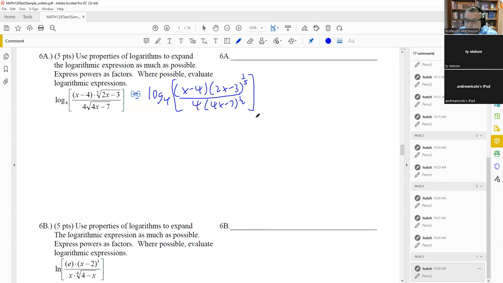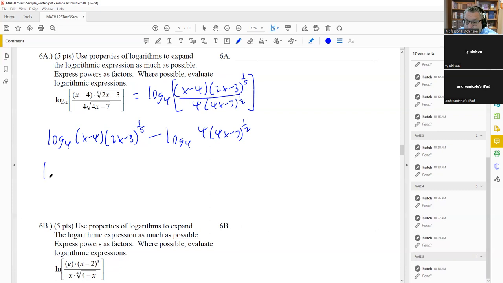Next thing I'll do is change it from division into subtraction. That's the log rules that we're using there. x - 4, we have -log 4 of 2x - I need to put all this together at once. So I'm doing this here. And then I do minus log 4 of 4 times 4x minus 7 to the 1/2. Okay, so I start by splitting it apart and doing the subtraction. Now, next thing I want to do is break all this up and turn that into a plus.